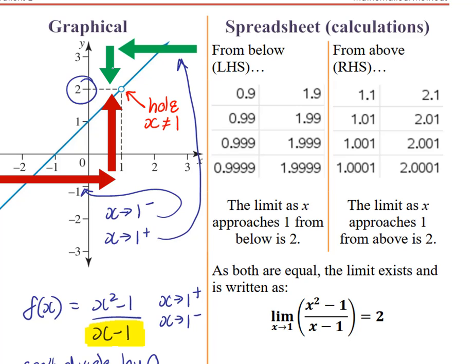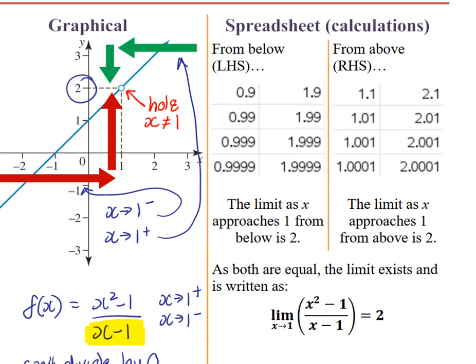Spreadsheet calculations look exactly the same as that previous example. Exactly the same values because we essentially have the same line. It just has that hole, that undefined part at x is 1. So our limit as x goes to 1 of x squared minus 1 over x minus 1 equals 2.